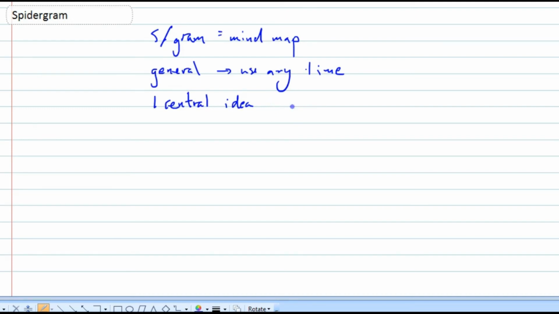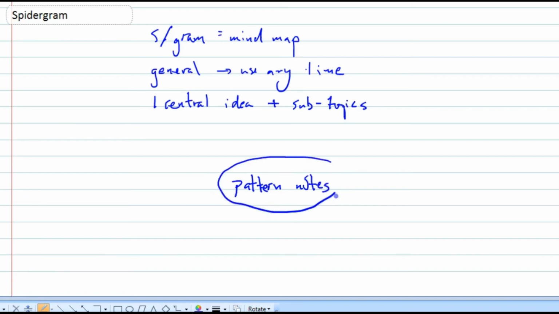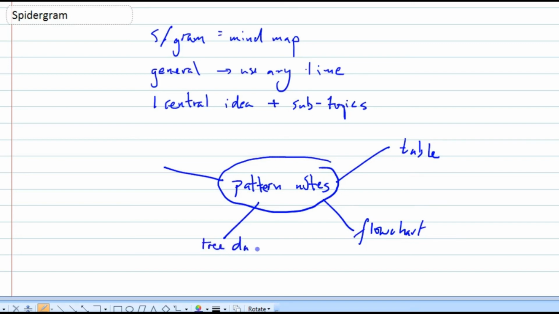So in this case, I'm going to use it not for notes in general, but for pattern notes. So that's my single central idea. And then from that, I'll have 4 lines coming out because, of course, there are 4 types of pattern notes that we've looked at. Table, flowchart, tree diagram, and spidergram.